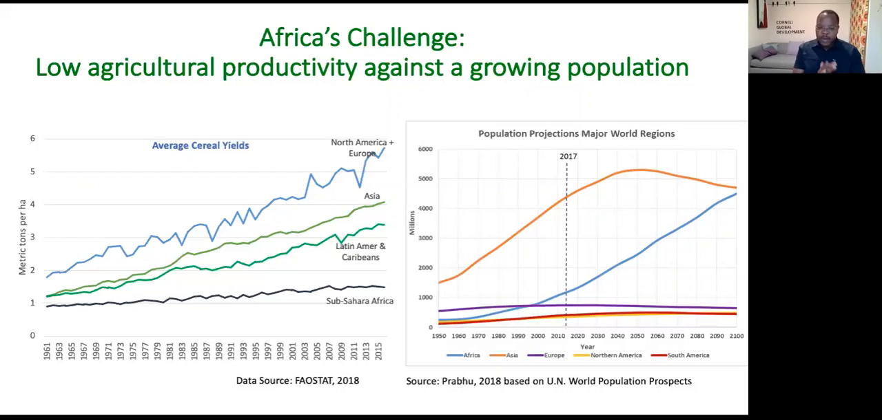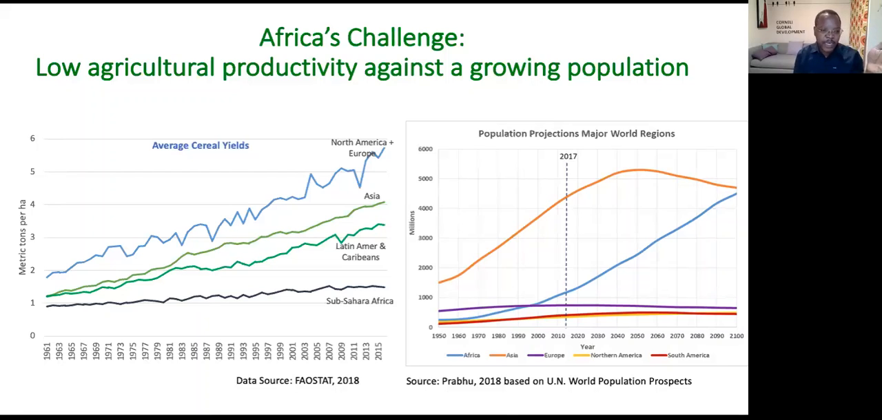Let me just start by presenting what I think to be the problem statement for agriculture in Africa. What you see here is 2 graphs. On the left side of the graph, you see average cereal yields across the globe, with North America and Europe having the top line, that's in blue. Then Asia and Latin America being the second 2 lines that are in green. And then you have Sub-Saharan Africa being the line at the bottom, that's almost flat. Basically, what this is showing you is that there's been little or no improvement in yield for key cereals in the continent of Africa from the 1960s.